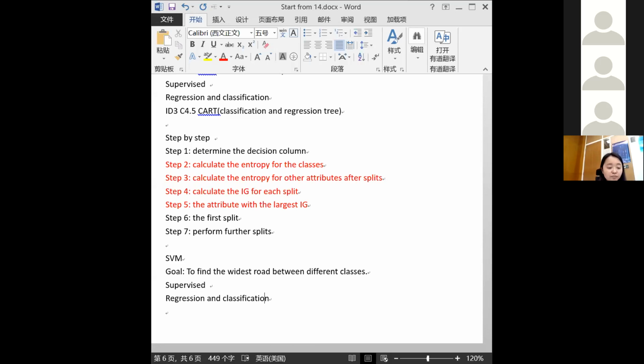It can both solve regression and classification problems. And another key point about the decision tree is the kernel. So why the kernel? For example, why do we need kernels in support vector machine?